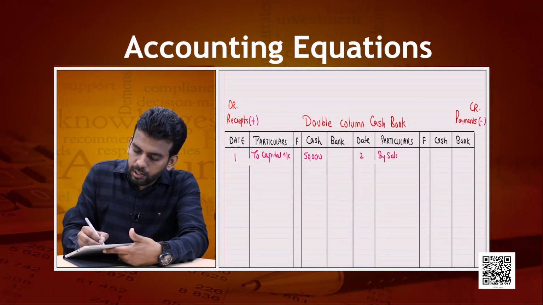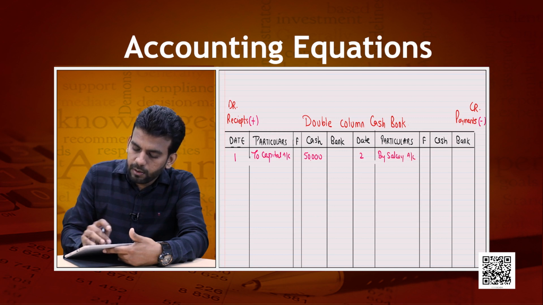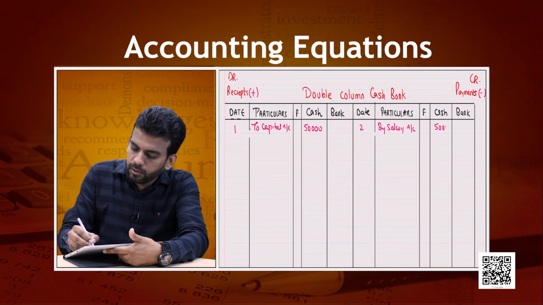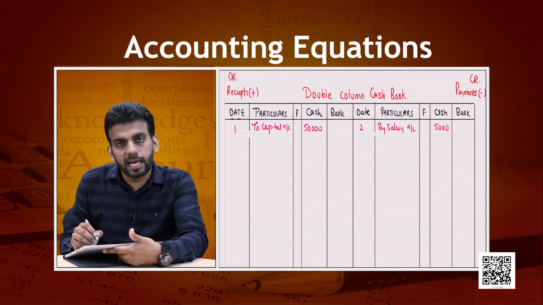By salary. What is the amount for that? The amount is 5,000. I'll put 5,000 on the payment side. Many students have a question: if the mode of payment or receipt is not mentioned, then which account is to be treated, cash or bank? The answer is it is to be taken as cash, right? The way I said paid salary, I didn't mention the mode, cash or check. If nothing is mentioned, please put it into the cash column.